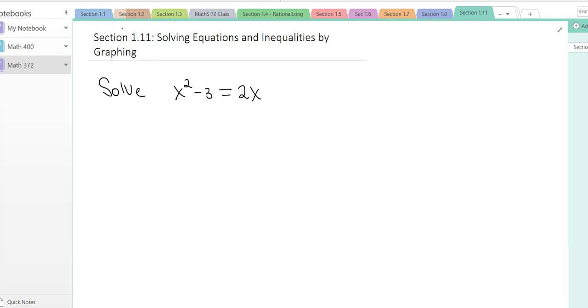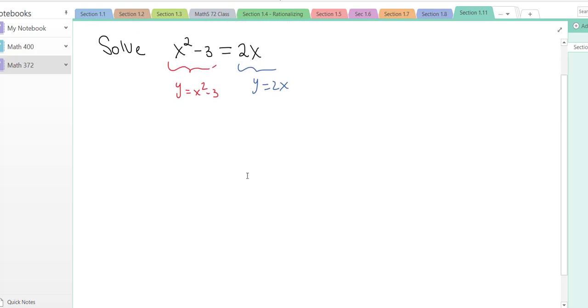Solving by graphing means that we want to graph the equation y equals x squared minus 3 and graph the equation y equals 2x. And if there is a solution, that would be when the two graphs intersect. So let's see what that looks like.